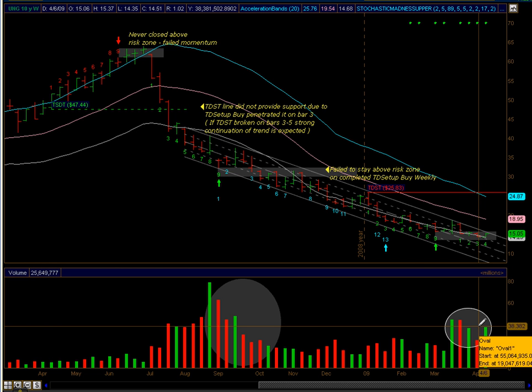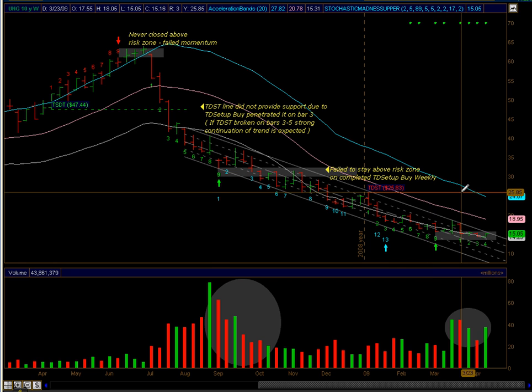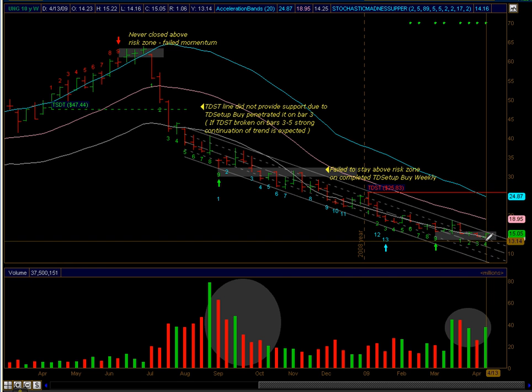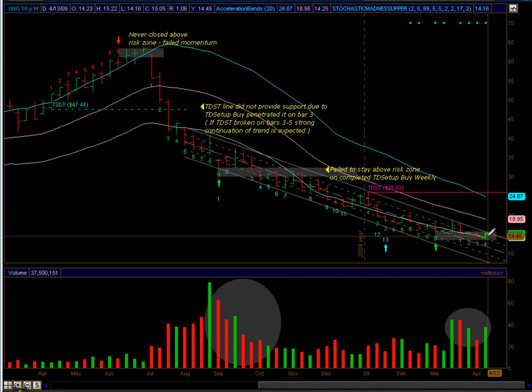If I'm right and UNG will reverse, the first potential target would be the TDST support resistance line of 25.83. I guess we'll have to wait a few weeks and figure out what's going on. I've been buying UNG July and October calls, and am probably going to be adding, unless it's going to close under the risk zone.